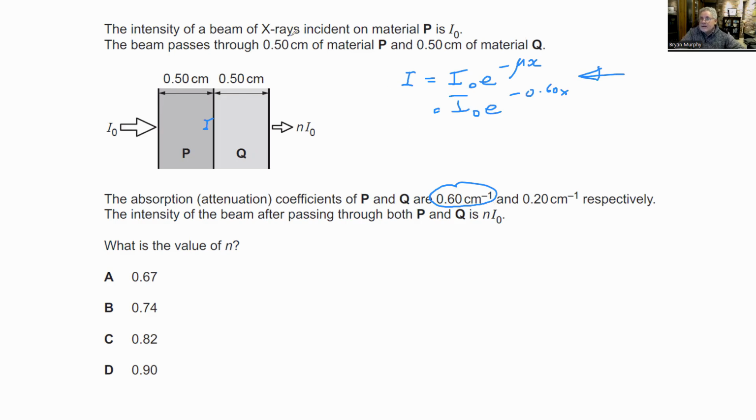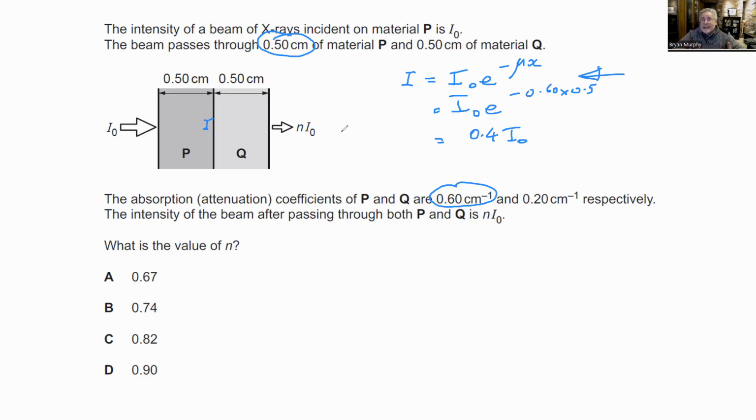There it is, thank goodness, I couldn't see it. 0.5, 0.5. And you do that on your calculators and you get a number. So it's something like, I'm going to make this up, because I haven't got time. I'm going to say 0.4 I naught. Now that is going to be the intensity as it goes into Q.